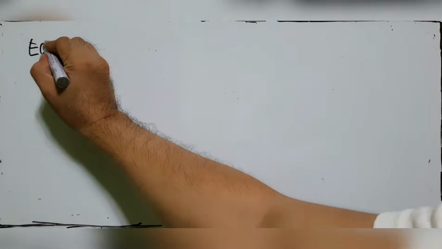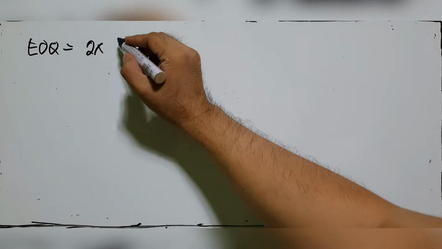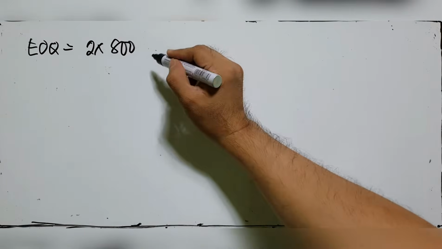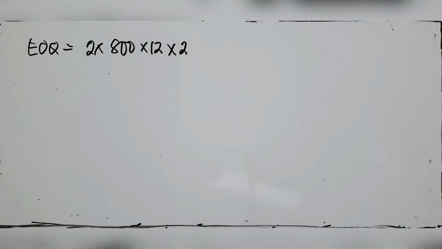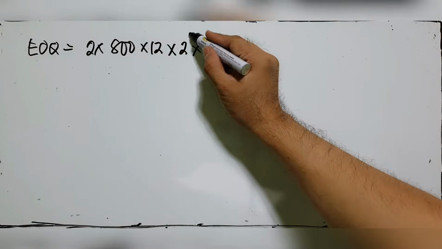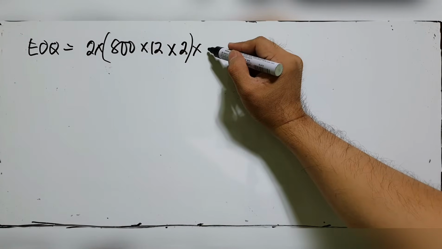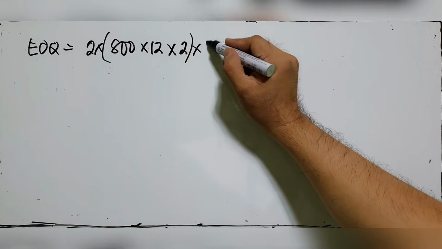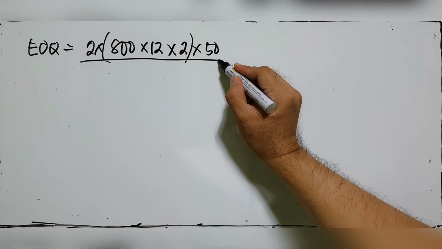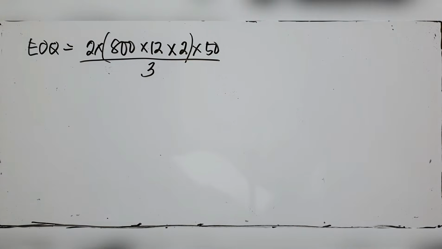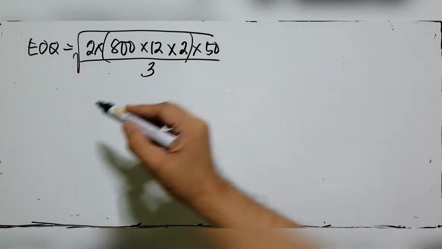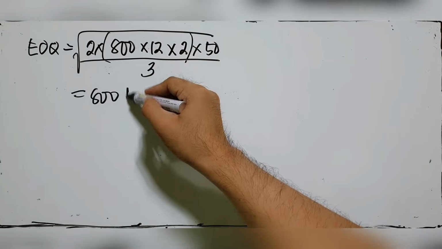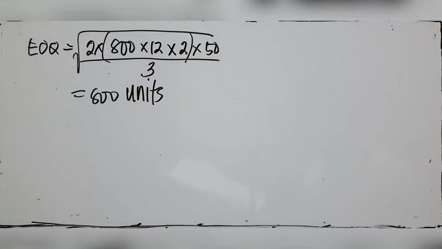So our EOQ this time is the square root of 2 times the annual demand of 800 bicycles times 12 in a year times two tires. Okay? That is our demand, times the ordering cost, how much is the ordering cost? 50. Over the carrying cost per unit of 3 pesos or 15% of your 20 pesos. So the square root of that will give us 800 units of your tires.